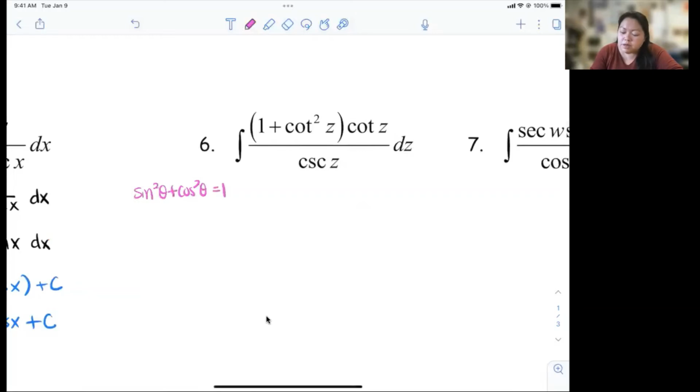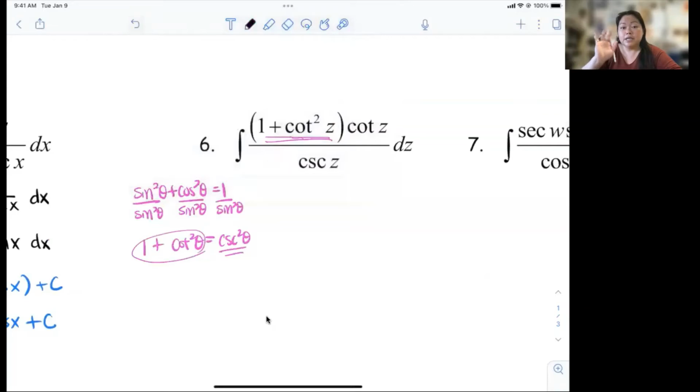Right now I'm dealing with cotangent. Cotangent is cosine over sine, so cotangent squared. If I divide everybody by sine squared, I get 1 plus cotangent squared equals cosecant squared. Awesome. So now I can replace this whole thing with cosecant squared.